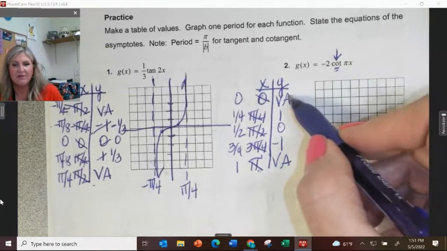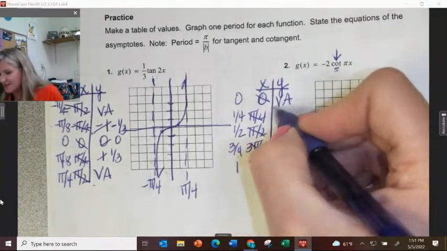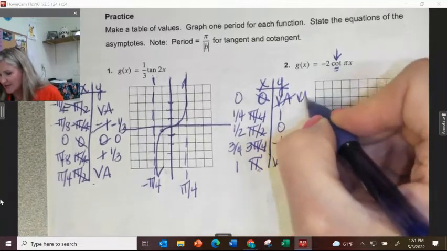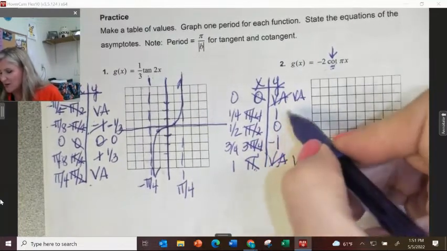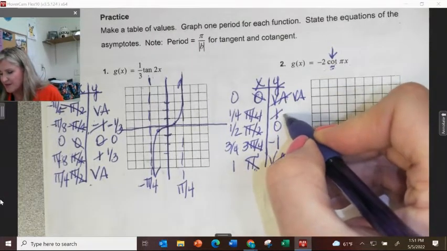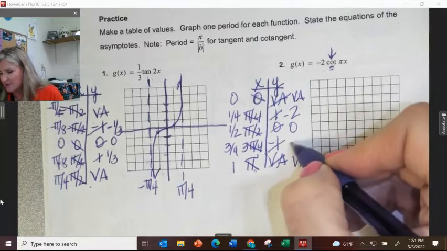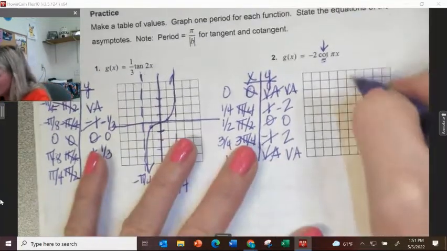Okay, so the y's are going to have to get multiplied by -2. That's not going to change these. They're still going to be vertical asymptotes. But what are these going to be now? This is going to be what? -2. This is still 0, and this is going to be what? 2.